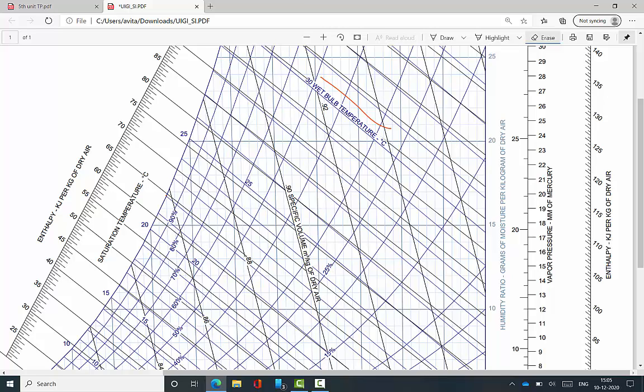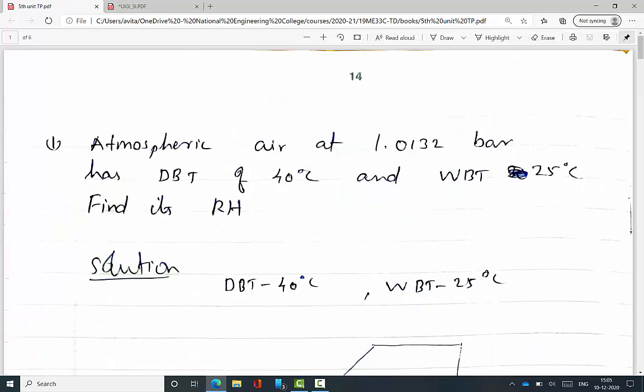What are the psychrometric processes? This was also discussed in earlier classes: sensible heating, sensible cooling, humidifying, dehumidifying, adiabatic mixing, and evaporative cooling. These are some important psychrometric processes, and there are also some combinations of processes, like cooling and dehumidification, heating and humidification. Then today we discuss the problems.